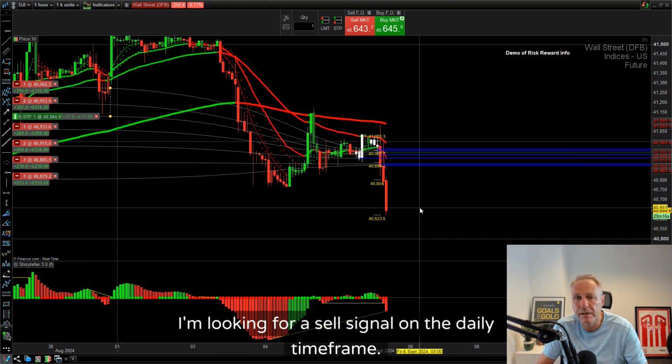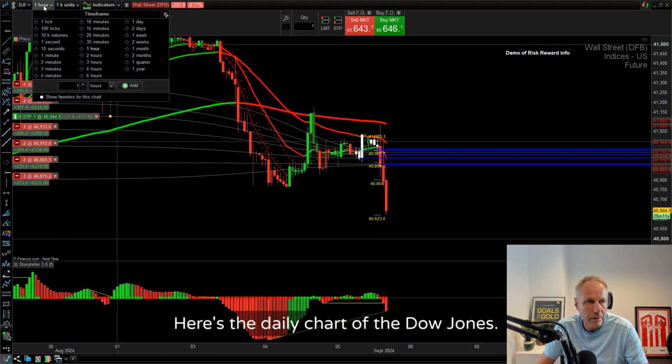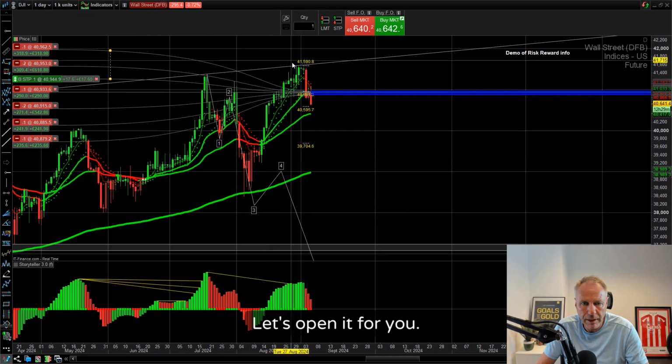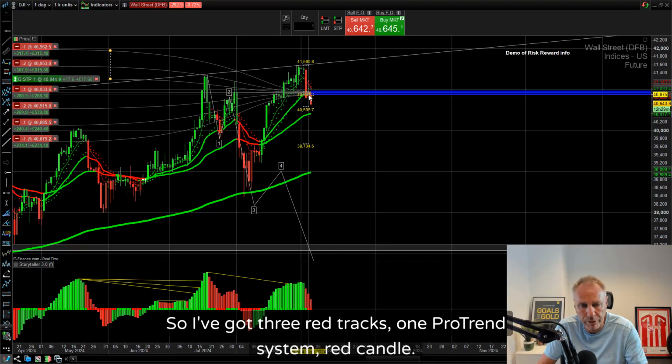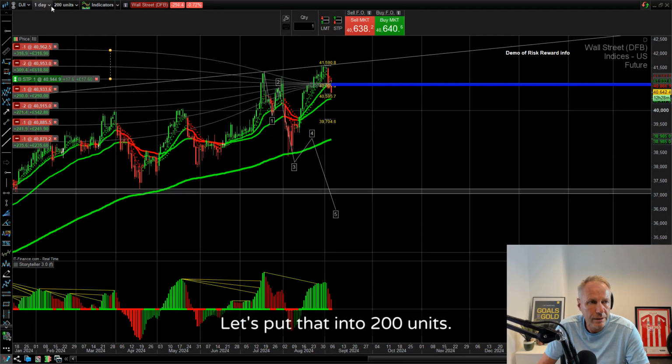I'm looking for a sell signal on the daily time frame. Here's the daily chart, okay, of the Dow Jones. Let's open it up for you. Red pro trading system, red tracks underneath. So I've got 3 red tracks, 1 pro trading system, red candle. Go down to the daily chart. Let's put that into 200 units.